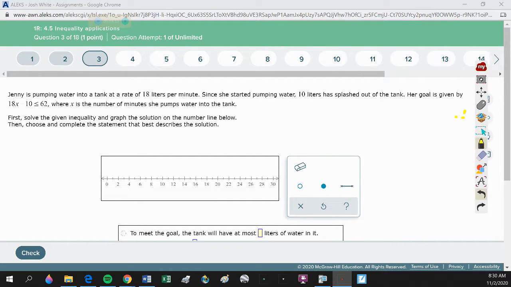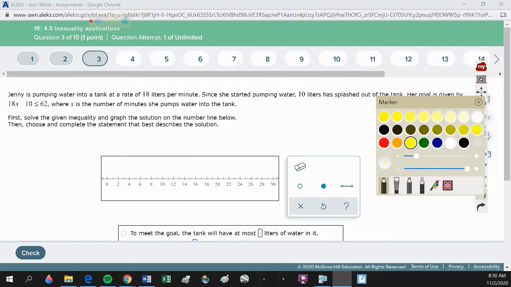Jenny is pumping water into a tank at a rate of 18 liters per minute. She started pumping the water. 10 liters has splashed out of the tank. Her goal is given by 18x minus 10 is less than or equal to 62, where x is the number of minutes she pumps water into the tank. First, solve the inequality and graph the solution on the number line.